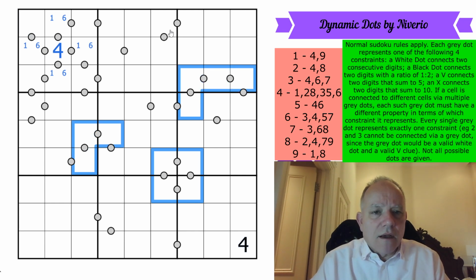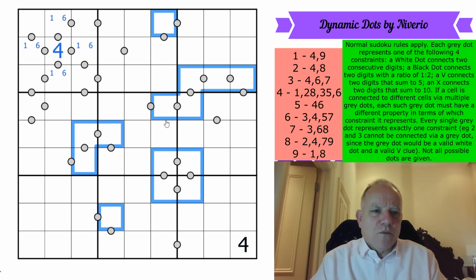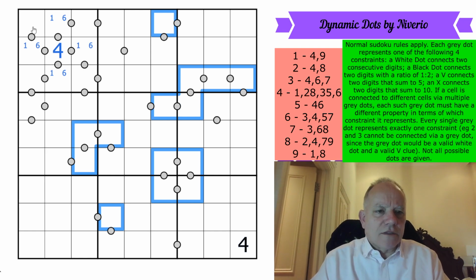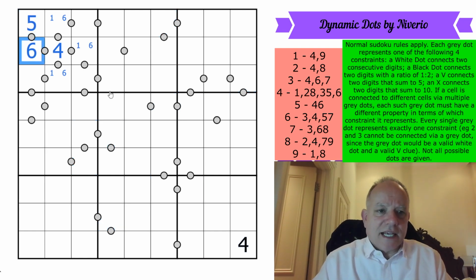Not that one, that one. I mean, it doesn't really matter. I'm not going to mark this. But 5 can never be in a cell that connects with 2 dots because both dots would be white, and that's not allowed. So this is a 5. And that's the 6 that it's connecting to.